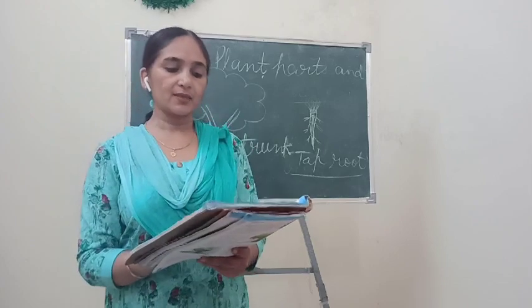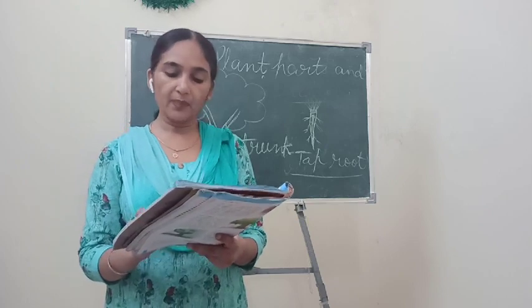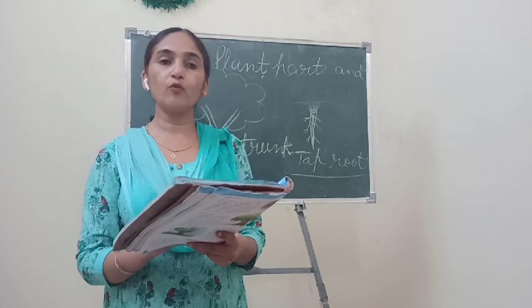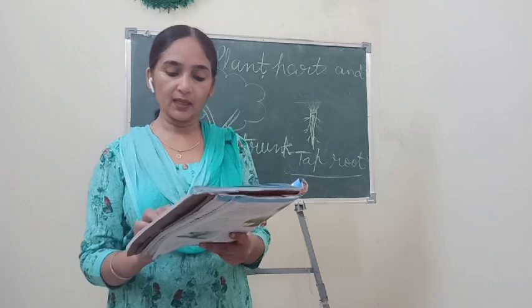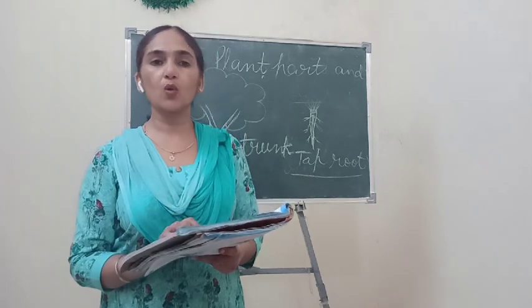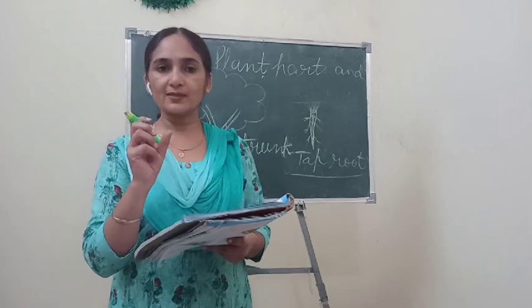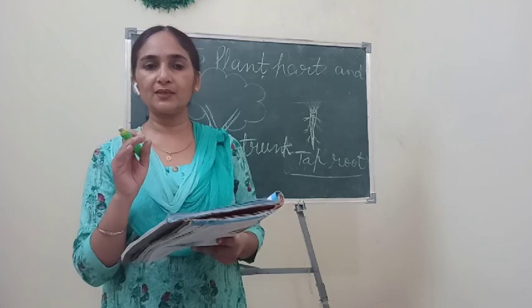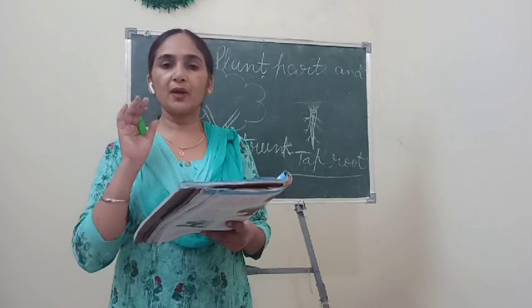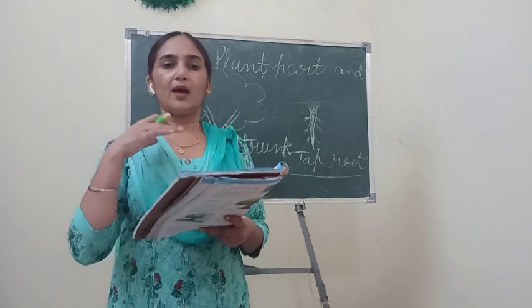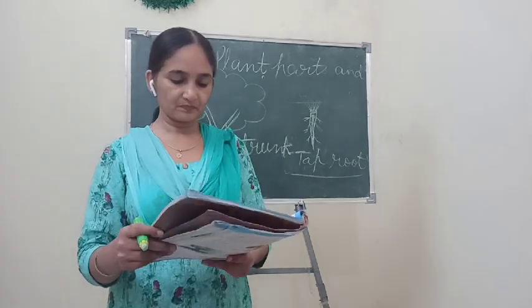So next is the leaf. Leaves are a very important part of the plant as they make food for the plant. The leaves have a green chemical called chlorophyll inside them. You know, children, that chlorophyll is a green color pigment, which means it is a green chemical present in the leaves, and because of this chemical the leaves are green in color, okay.